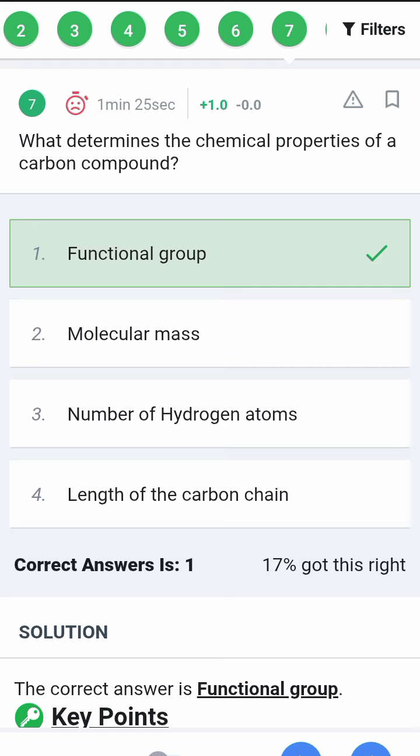What determines the chemical properties of the carbon compound? Answer is functional group. It's not the molecular mass that determines the chemical properties of a carbon compound, not the number of hydrogen atoms present in a carbon compound, not the length of the carbon chain. So first is the most appropriate of these options.